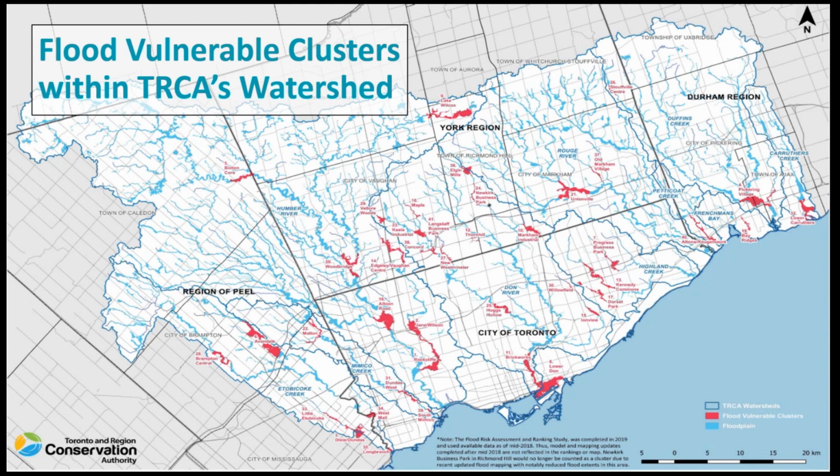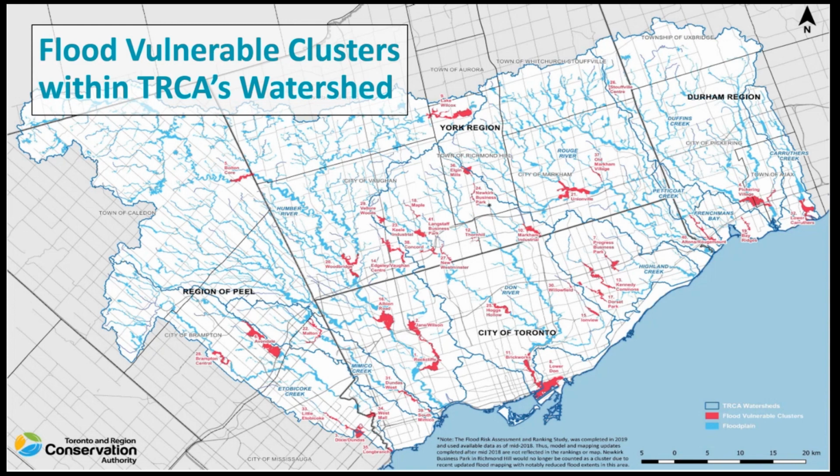We can see here that the red outline on the map is where the flood vulnerable clusters are located, and you can see that a number of them are also associated, most obviously, with our floodplains mapped out in light blue. The dark blue outline is also our TRCA extent of our watershed that we manage.